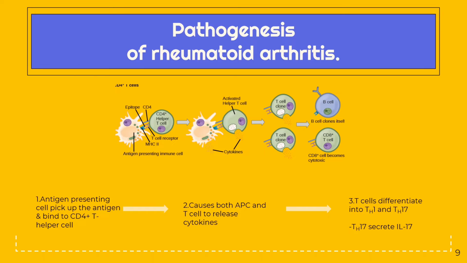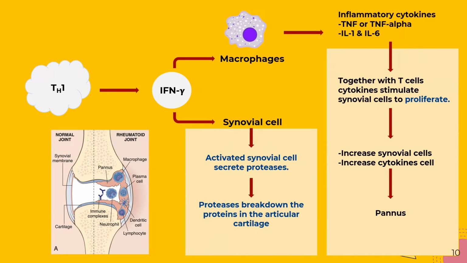Synovial CD4 T cells then differentiate into T helper 1 and T helper 17 cells. In rheumatoid arthritis, T helper cells and antibodies enter the circulation and reach the joints. Once there, T cells secrete cytokines like interferon gamma to recruit more inflammatory cells like macrophages into the joint space and also to activate the synovial cells. Macrophages will also produce inflammatory cytokines like tumor necrosis factor, TNF-alpha, interleukin-1, and interleukin-6, which together with the T cell cytokines stimulate synovial cells to proliferate.